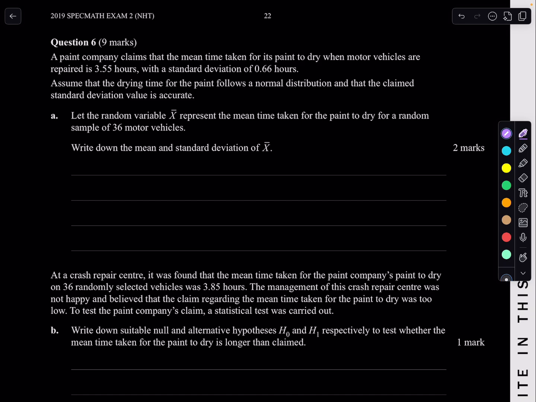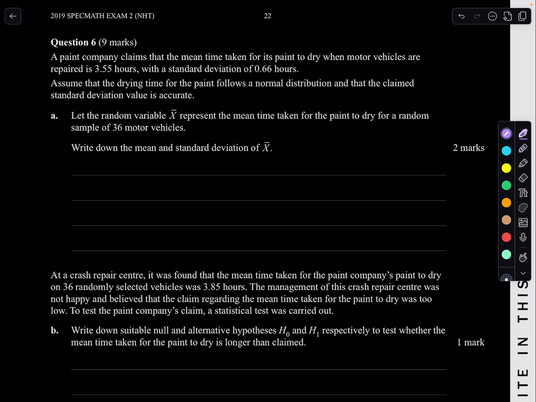So a paint company claims that the mean time taken for its paint to dry when motor vehicles are repaired is 3.55 hours with a standard deviation of 0.66 hours. Assuming that the drying time follows a normal distribution and that the claimed standard deviation value is actually accurate, let the random variable x bar, the sample mean, represent the mean time taken for the paint to dry for a random sample of 36 motor vehicles. Write down the mean and standard deviation.